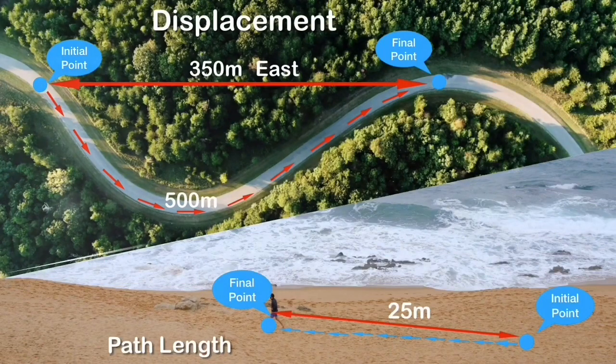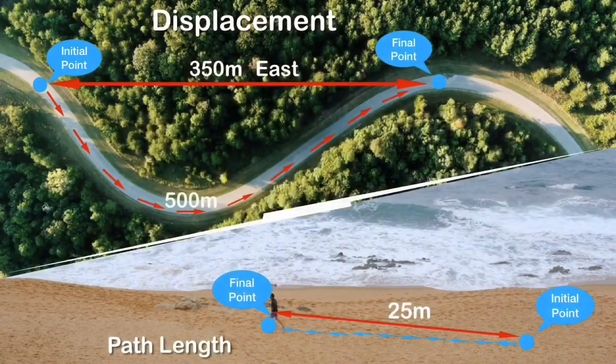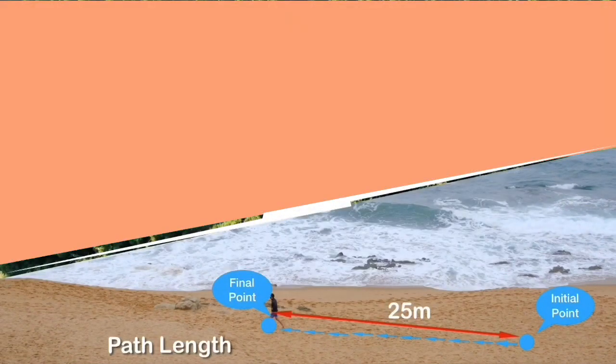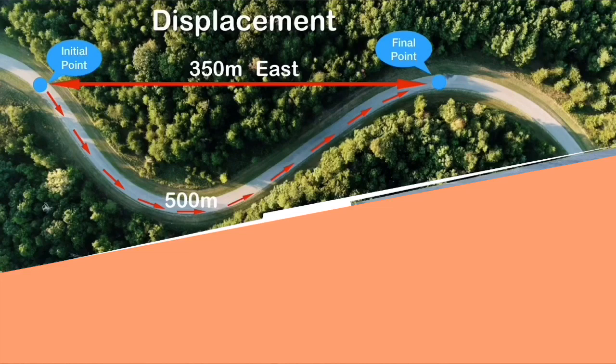Then what are the differences between displacement and distance? In distance you can see only 25 meters. Here there is no specific direction, which means it is a scalar quantity. Whereas in the case of displacement, you can see 350 meters towards the east direction, which means it is specifying the direction. Thus, displacement is a vector quantity, whereas distance is a scalar quantity.